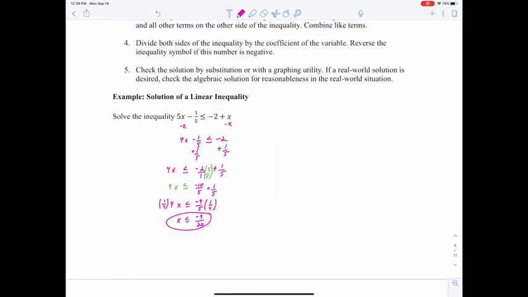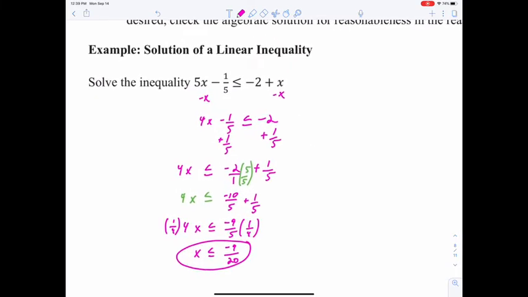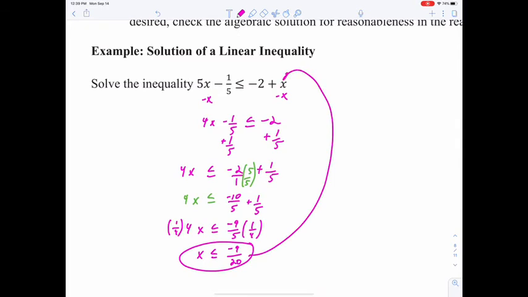And you could always check by plugging this in for both x's here, doing your calculations, and making sure you get a true inequality. So either it will be less than on the left or equal on both sides. Okay?